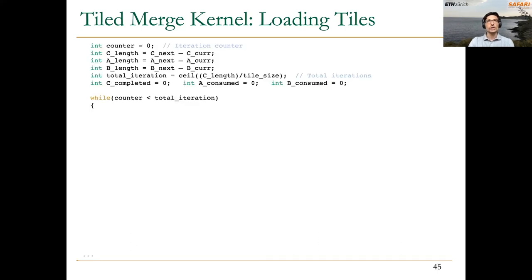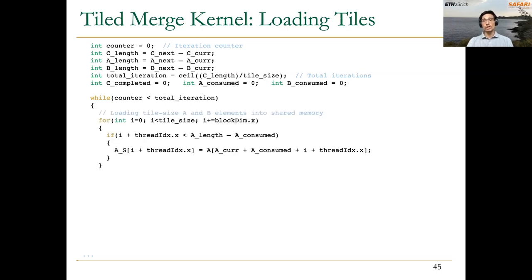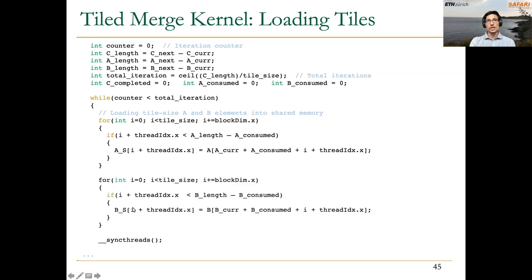And this is the code for the loading tiles operation after having initialized the different variables that define the length of the section in C, in A, and in B, and the total number of iterations based on the tile size that the thread block will have to perform. We start this while loop for the total number of iterations. First of all, the threads of the thread block go to list A, read one tile, and bring it to the shared memory. We do the same for list B, and then we synchronize.